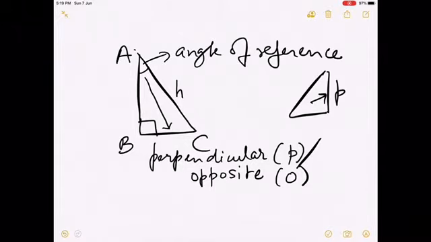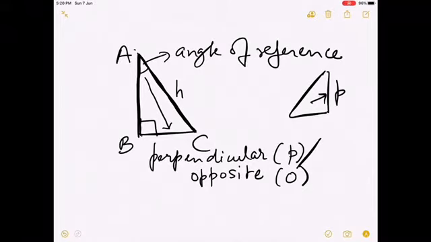So side BC here is the perpendicular or the opposite for triangle ABC if angle A is the angle of reference, and then there is the side which makes up the angle of reference along with the hypotenuse. As we can see here, angle A is made by two sides. Which are the two sides which are making up angle A? The two sides are side AC and side AB. Now as we know that AC is already the hypotenuse, so the remaining side is side AB.